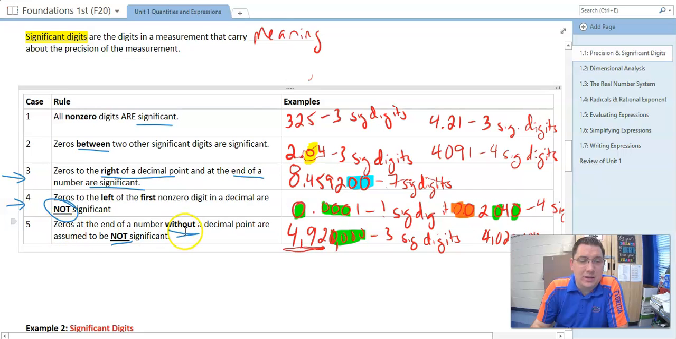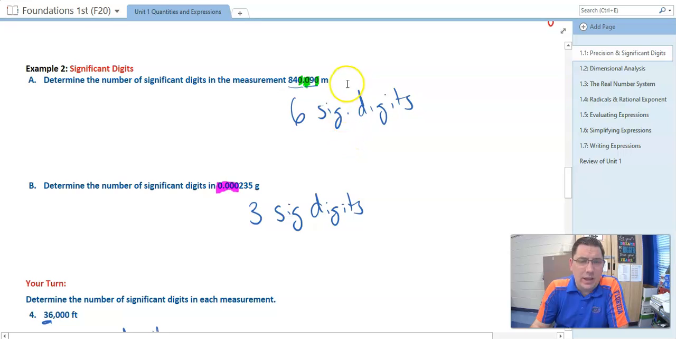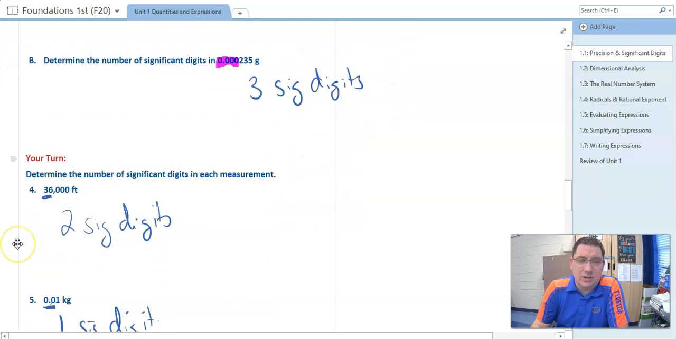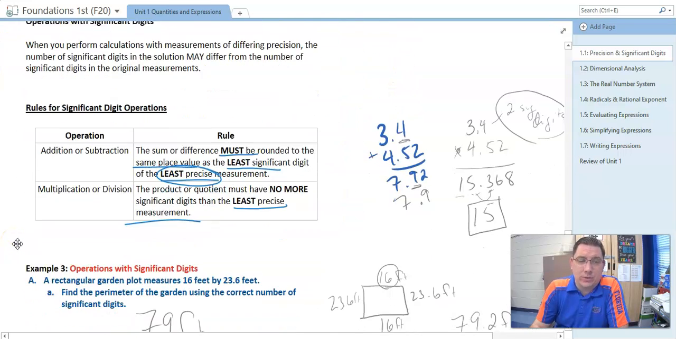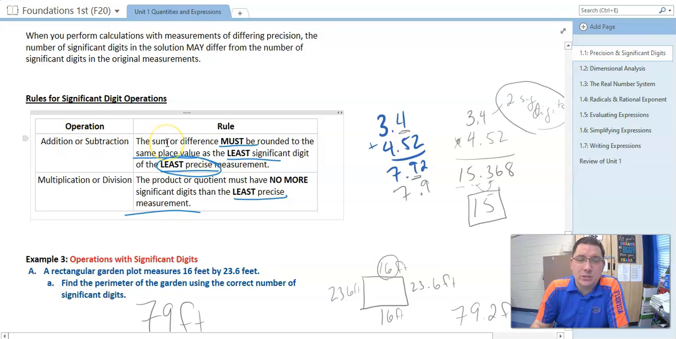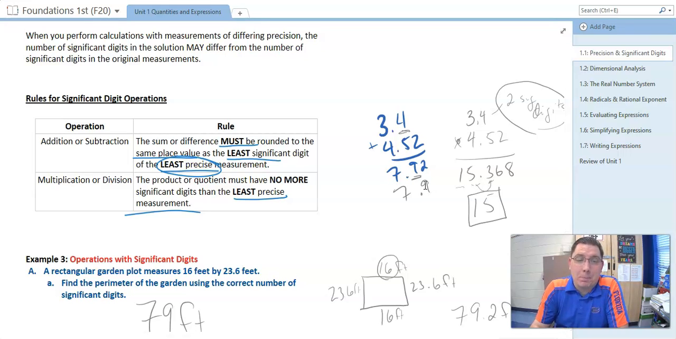And zeros at the end of the number without a decimal point are assumed not significant as well. So if we have a large number with some zeros at the end, again not a decimal number, but a big number like millions and billions, all those zeros behind are not significant. And remember, we did operations on significant digits, and we had 2 rules for that. If you're dealing with addition and subtraction, remember that we have to round our answer to the least significant digit of the least precise measure.